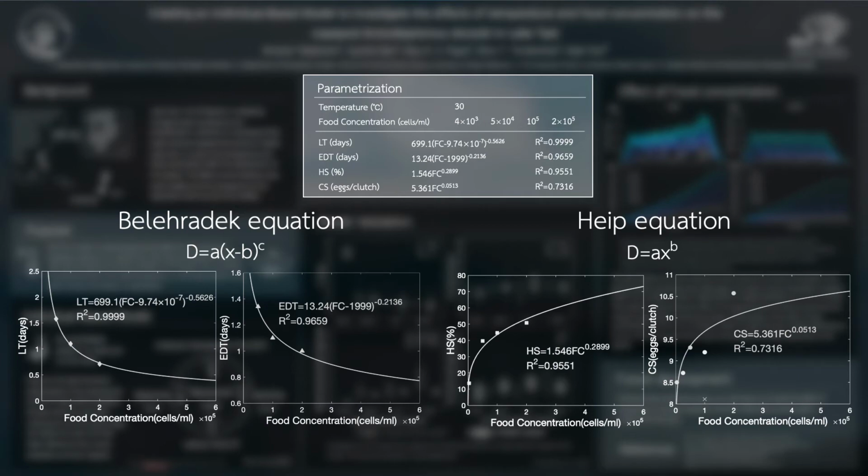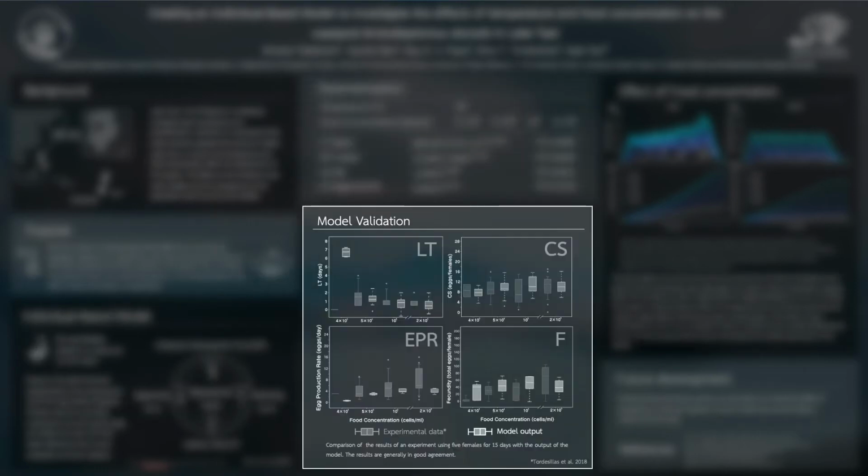The data used for fitting the equations came from the studies of Tordesillas et al. in 2016 and 2018, and Elmore's study in 1982. We used the Bělehrádek equation for representing the effect of food concentration on LT and EDT, and the Hill equation for hatching success and clutch size. We implemented these equations into the model, and we verified the proper implementation by running the model with conditions similar to the experimental data. And here are the results of that model check.